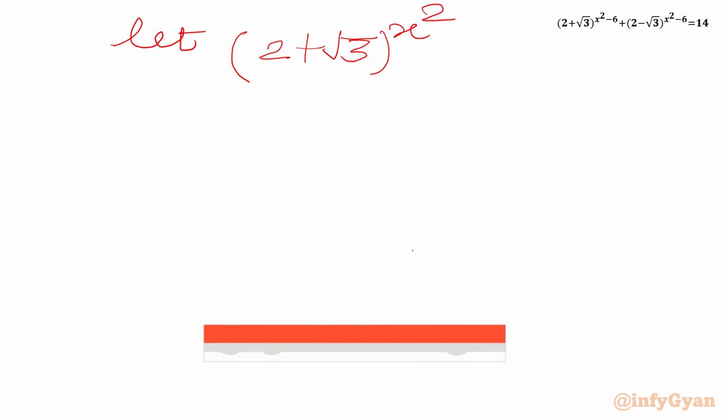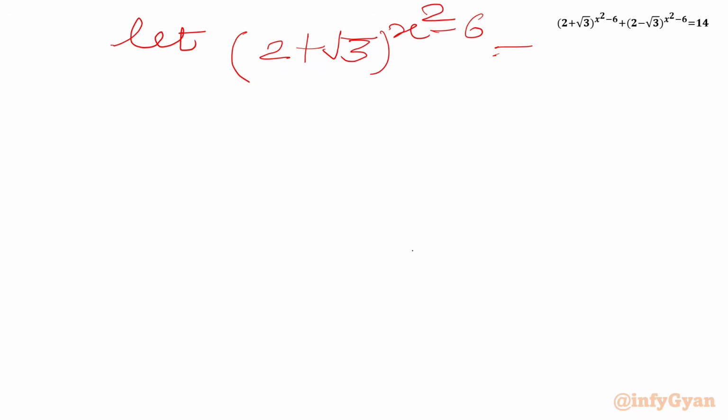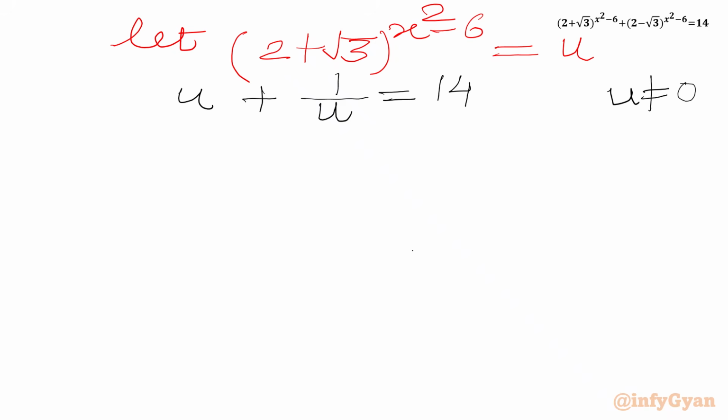Let us consider 2 plus square root 3 with whole power x square minus 6 equal to u. So we will write our equation as u plus 1 over u equal to 14. Now u is an exponential function. u cannot be equal to 0 for real values of x.